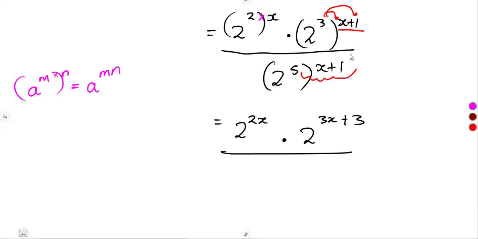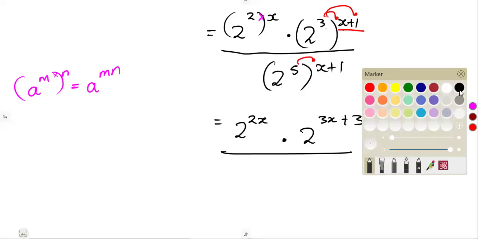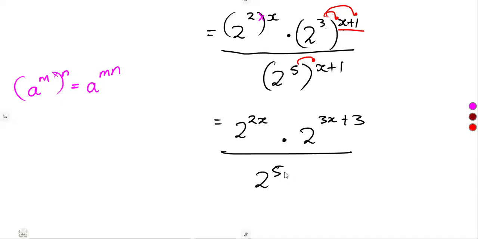5 is going to multiply this exponent of x plus 1. So 5 is going to multiply x. That's 2 to the exponent of 5x plus, we multiply here 5 and 1, that's a positive 5. So that's it. We have used this law.